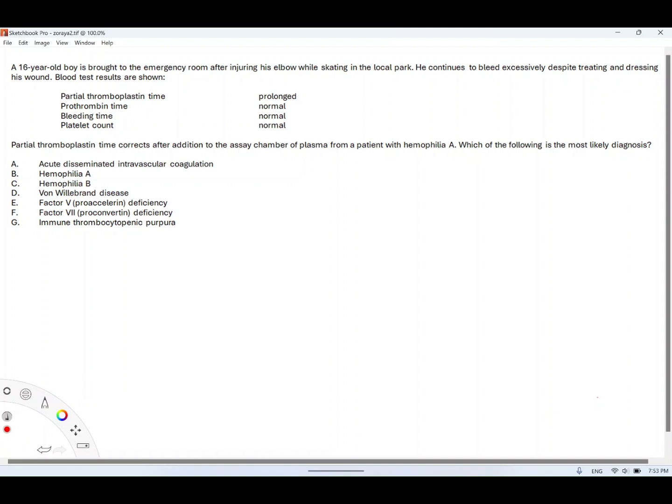Okay, just by reading the question, this is a bleeding disorder. This question is regarding bleeding disorder. Let's talk about bleeding disorders first, and then we can go over each choice to see which one is the best fitting.